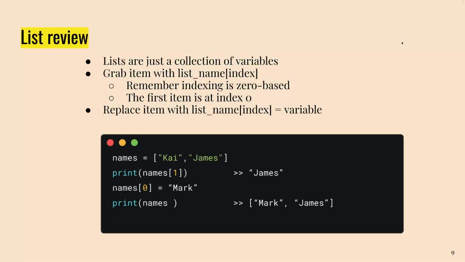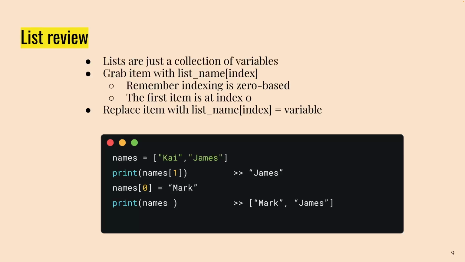Now let's review how lists work. Lists are a collection of anything you want. For instance, you could write strings, such as names, or you could write numbers, such as ages or prices.